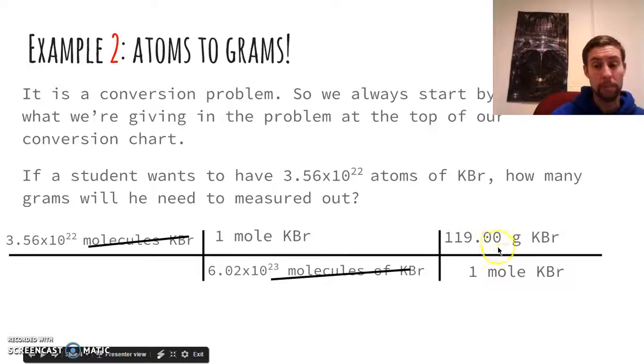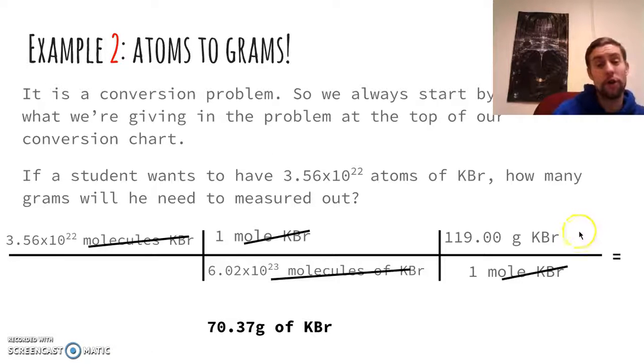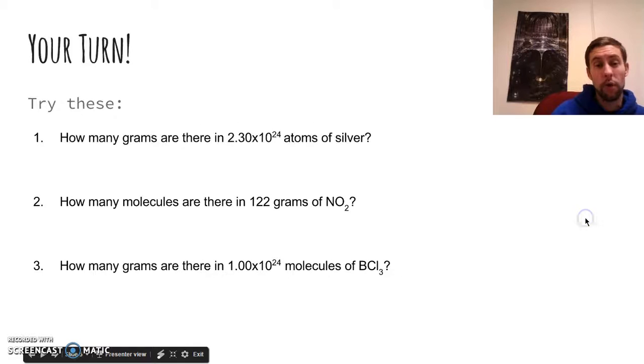That grams per mole, grams divided by moles, is the molar mass of KBr. So you add up potassium's molar mass and bromine's mass from the periodic table, which adds up to a perfect 119. Then we do the math. 3.56 times 10 to the 22nd divided by Avogadro's number times 119 gets us an answer of 70.37 grams of KBr. All it is is combining the two parts we've done together into one longer two-step process. Hopefully it's not too challenging.